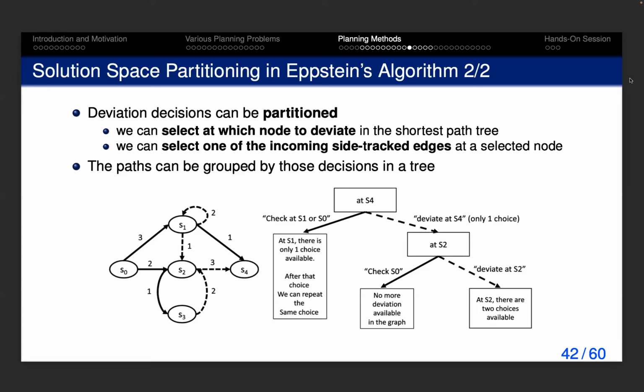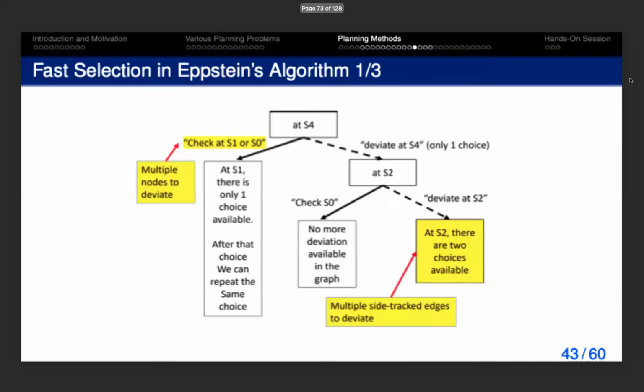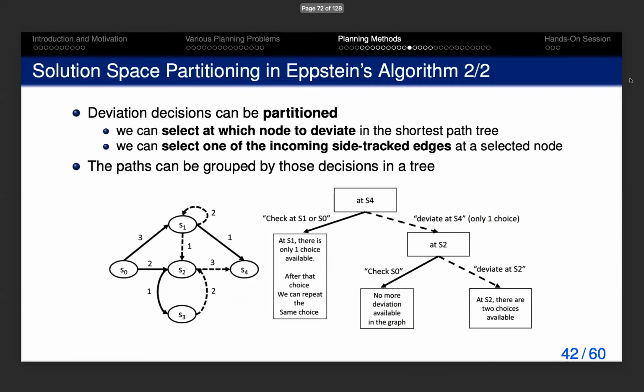So we have 3 minutes. Maybe I can finish up to this point and then come back and finish the remaining things. So again, this deviation decision can be partitioned. We can select at which node to deviate in the shortest path tree, and then we can select one of the incoming sidetrack edges at the selected node. Therefore, the paths can be grouped by this kind of tree-like structure, right?